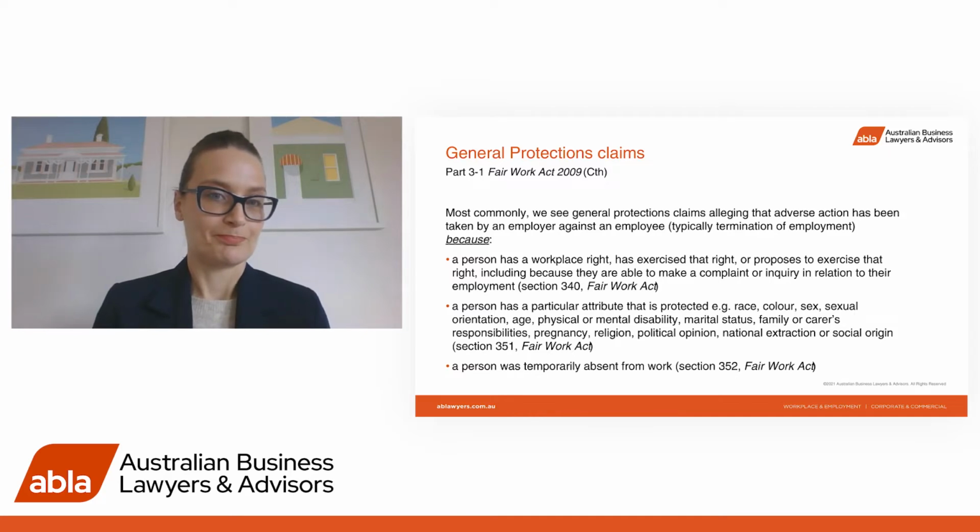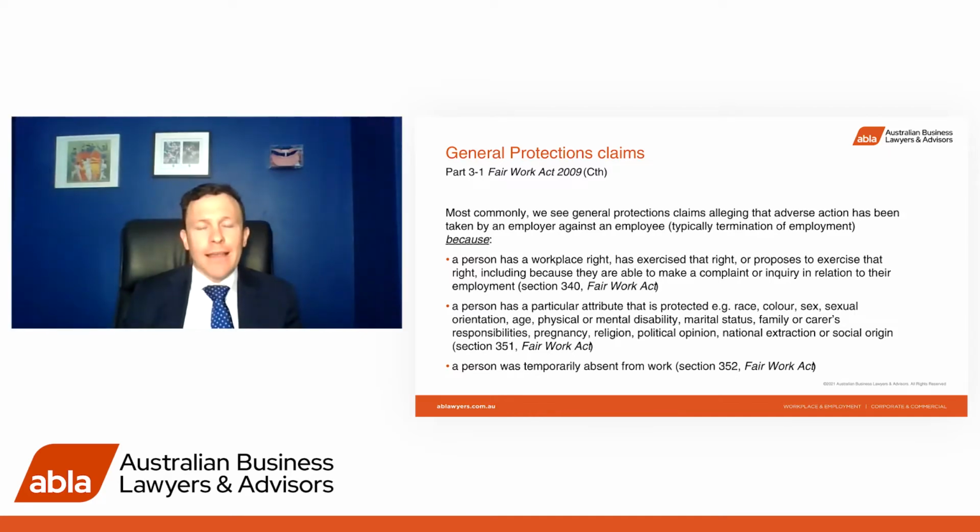You would also note that, of these more common claims, the ability to make a complaint is something entirely within the scope of the employee. So the employer hasn't done anything, the employee makes a complaint. Equally, a person's particular attribute, race, colour, sex, sexual orientation, age, etc., is not something the employer causes or creates, it just is. We'll get on to reverse onus in a few moments, but this is another important distinction between the unfair dismissal jurisdiction and general protections: general protections claims, or at least the basis for them, can be created by an employee.